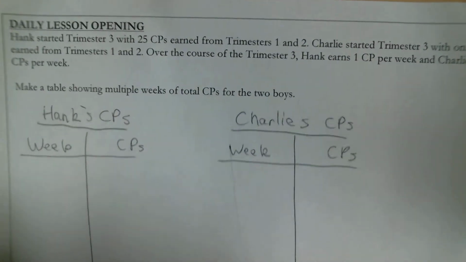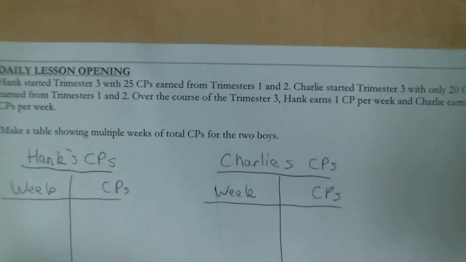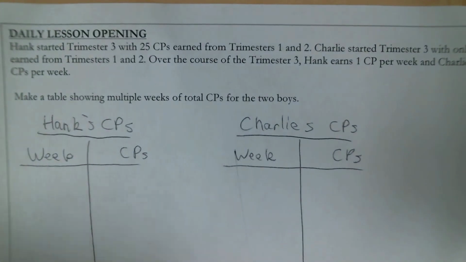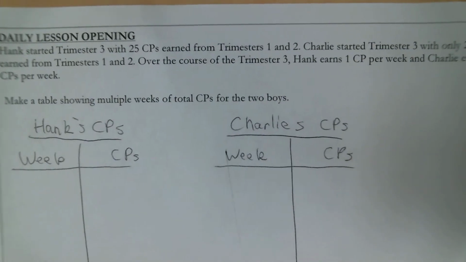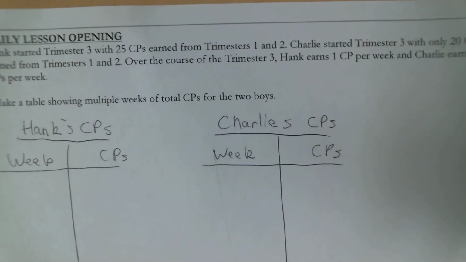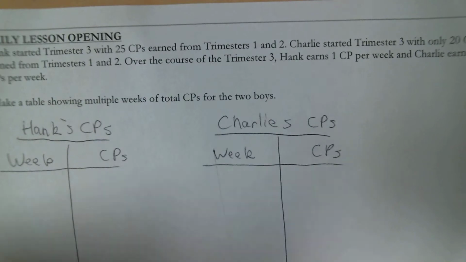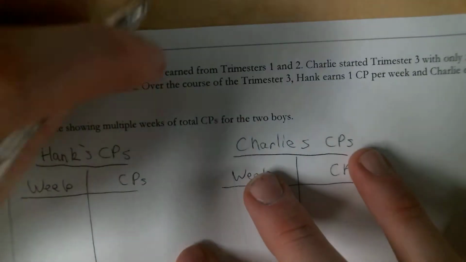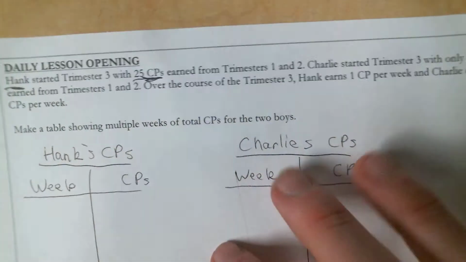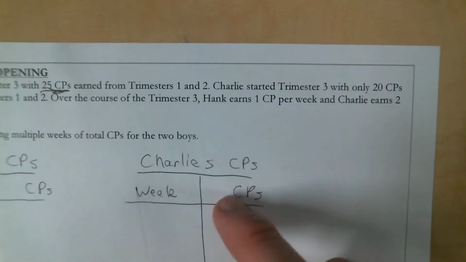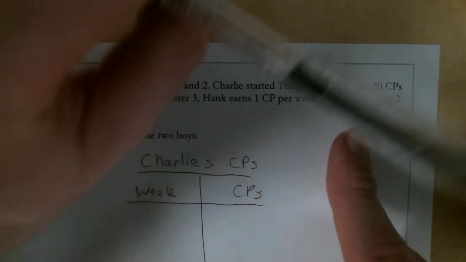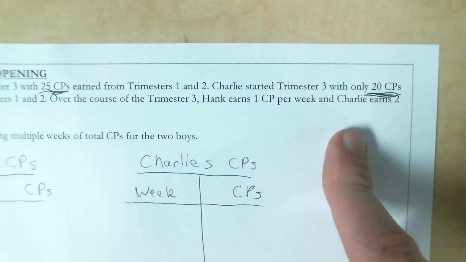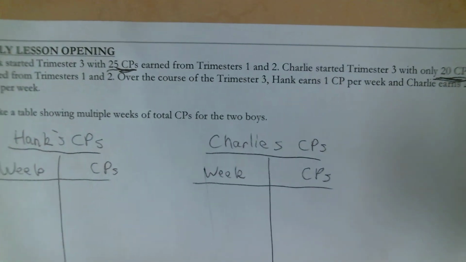So this one, or our first part of the day lesson, talks about something close to all of us, right? The number of CPs earned. It says that Hank starts the trimester with 25 CPs earned from trimester 1 and 2. So he had 25 CPs going into trimester 3. Charlie, on the other hand, starts trimester 3 with only 20 CPs.